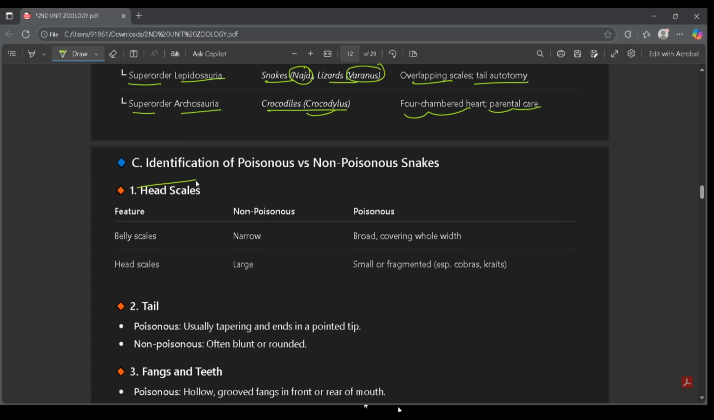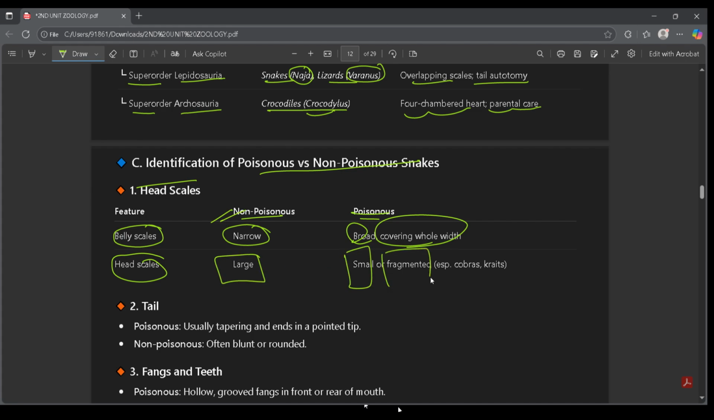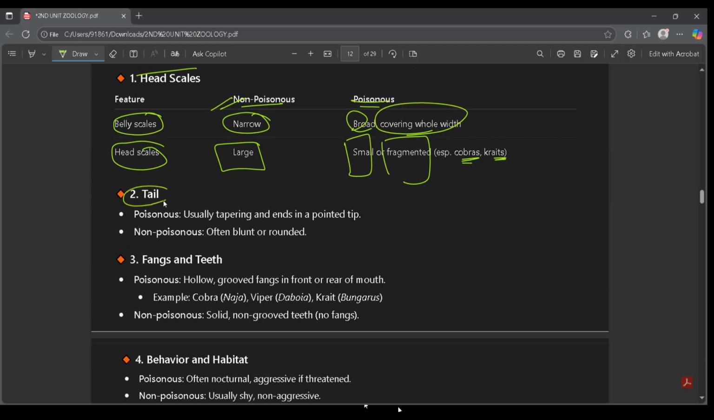Number C being identification of poisonous versus non-poisonous snakes. Feature: belly scales. Non-poisonous has narrow belly scales and poisonous has broad scales covering the whole width. And head scales: non-poisonous has large and poisonous has small or fragmented, especially cobras and kraits. Number two being tail. Poisonous usually have a tapering tail ending in a pointed tip. Non-poisonous often blunt or rounded.